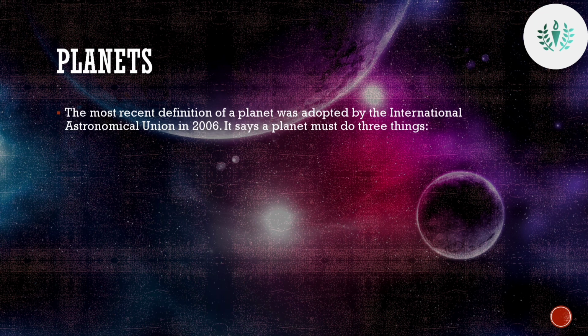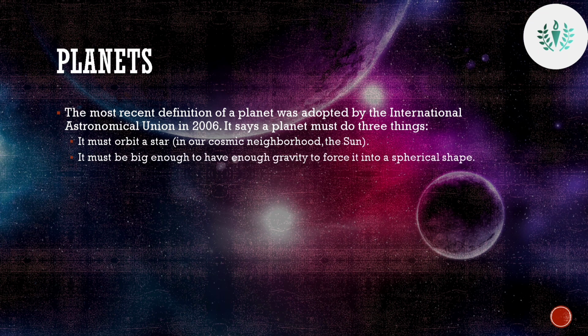The most recent definition of a planet was adopted by the International Astronomical Union in 2006, and it says that a planet must do three things. What are those three things? It must orbit a star in our cosmic neighborhood, which is, of course, the sun.